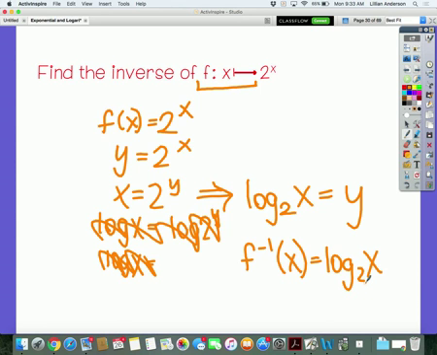You don't have to write in the arrow notation, you can just leave it. Simple enough, yes? I apologize for that part over there. So you can go from exponential form to logarithmic form using that property. And there you go, there's the inverse of 2 to the x.